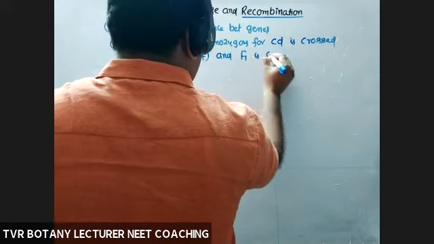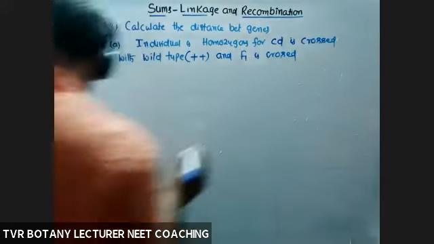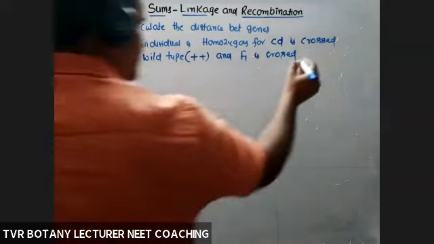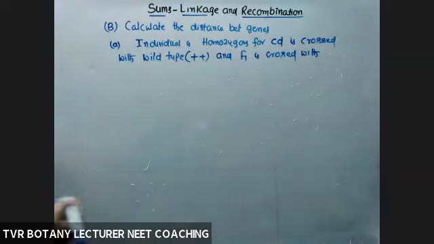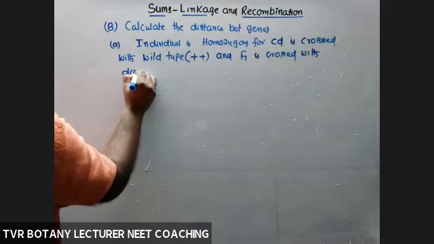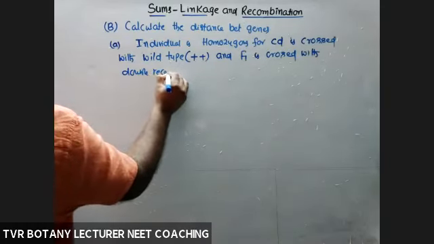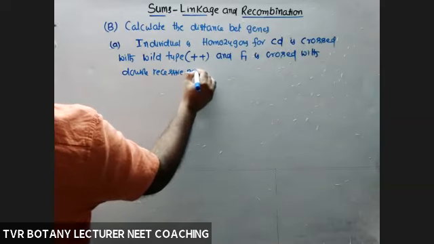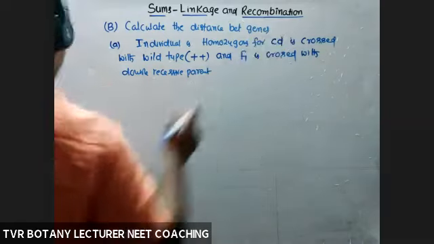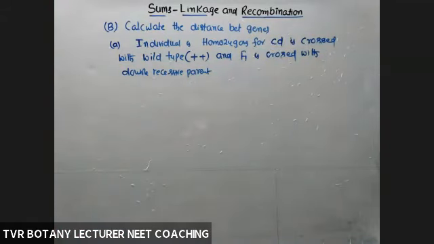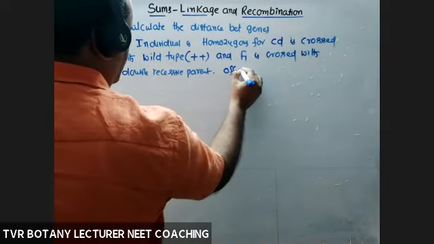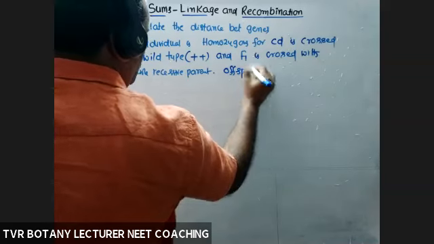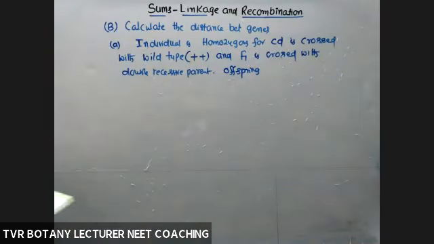F1 is crossed back, or crossed with the double recessive parent. That is a double recessive parent. Okay, next. In this cross, what about the offspring? They are giving offspring, means progeny individuals. What are they?